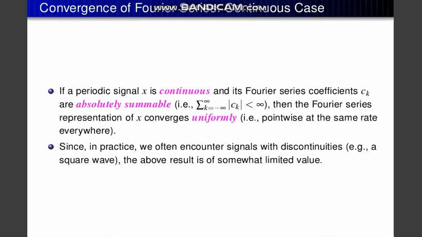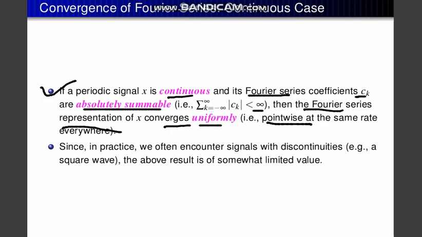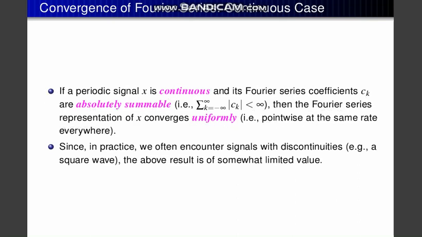Now, in the next slide, we will see how a Fourier series converges in the continuous case. If a periodic signal x is continuous and its Fourier series coefficients c_k are absolutely summable, that means the sum is less than infinity, then the Fourier series representation of x converges uniformly, pointwise at the same rate everywhere. How can that happen? That is, how will it converge? That is a periodic signal, the sinusoidal signal that you have seen here.